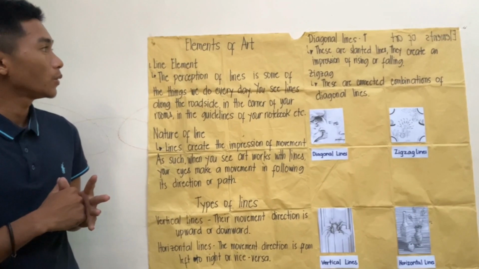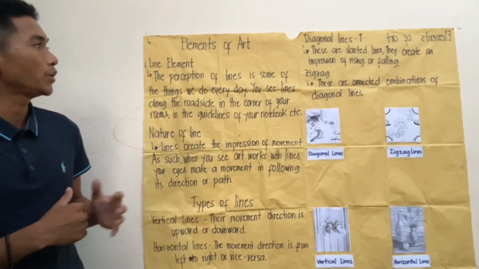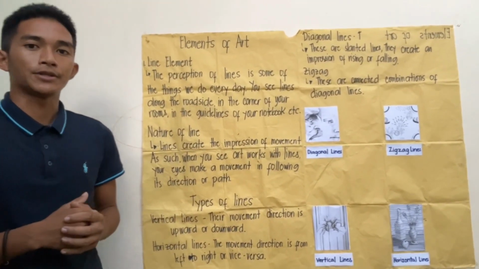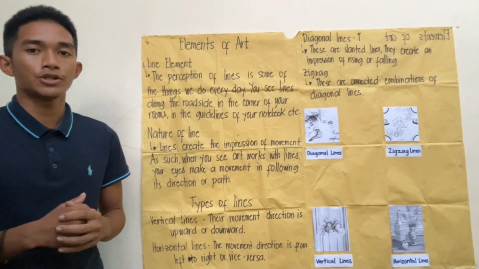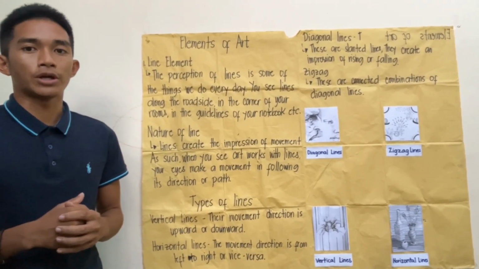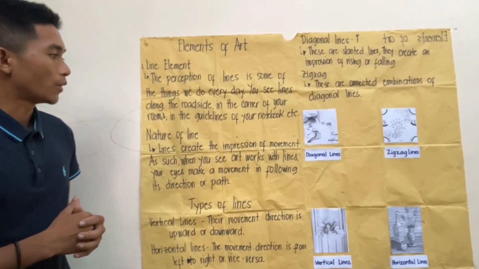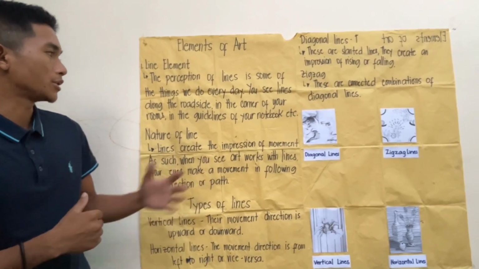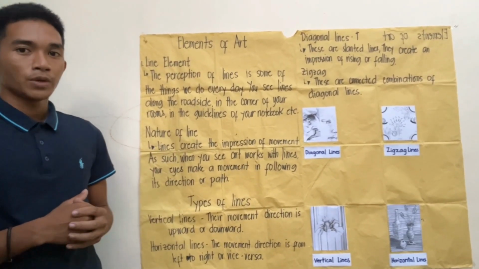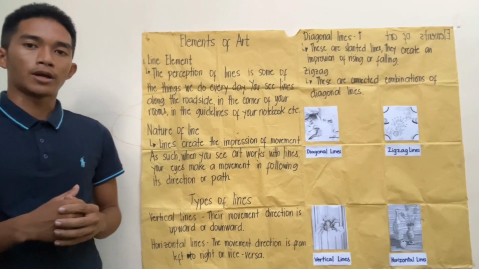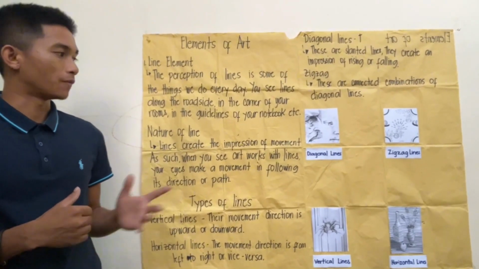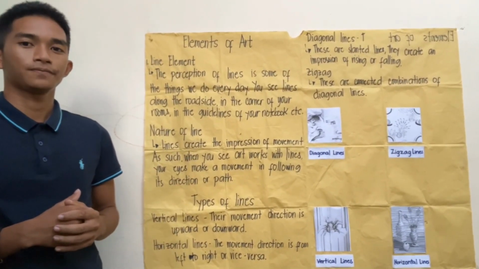And let's go to the third. The third we have here is diagonal lines. These are the slanted lines. They create an impression of rising or falling. I will give you an example of the diagonal lines. Here's the example, where lines are formed and slanted in order to form these faces.